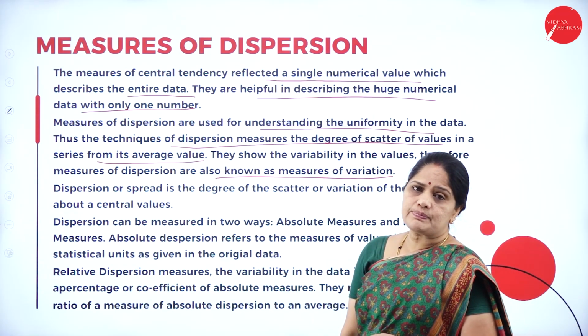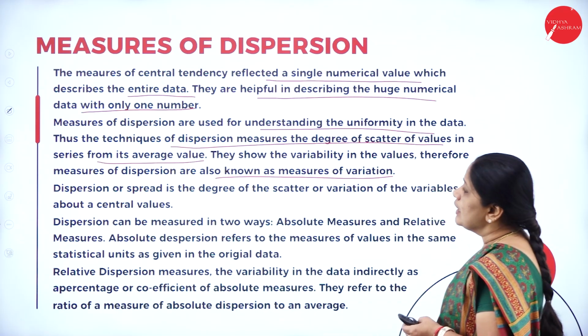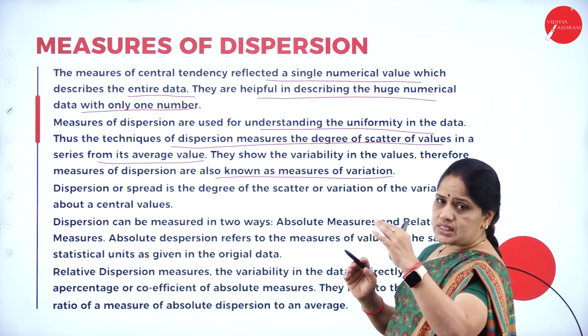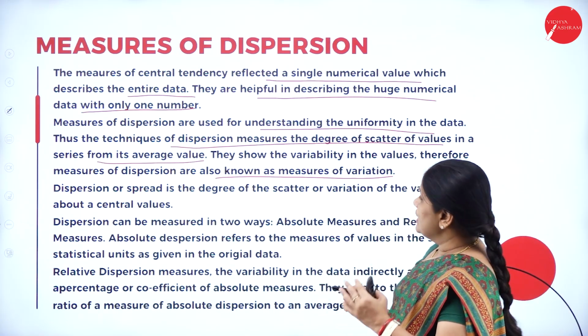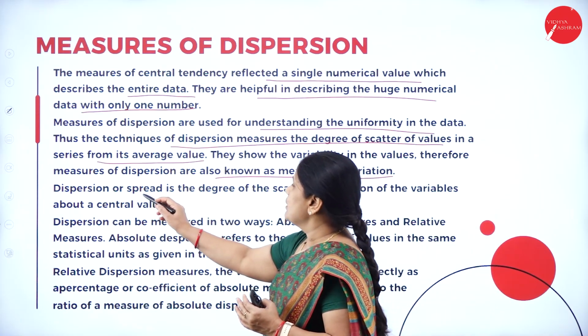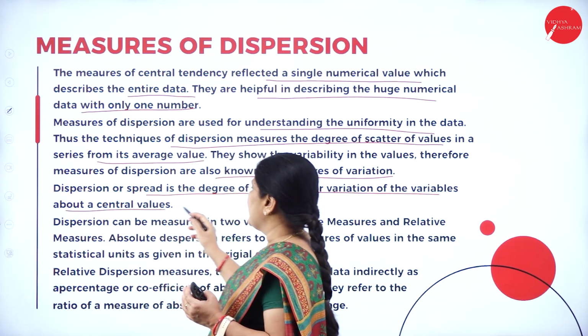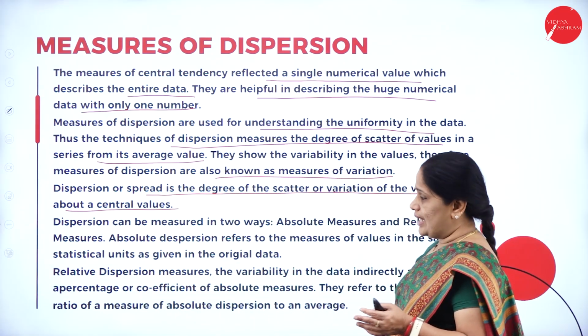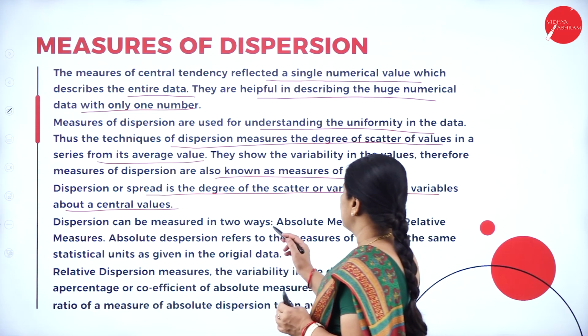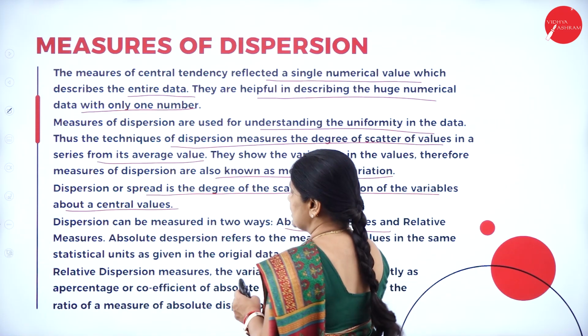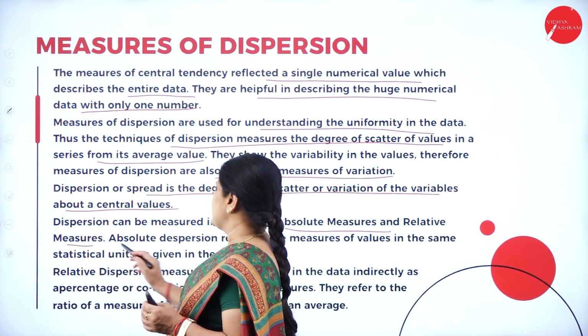So, the measures of dispersion are also called variation because they measure the distance from the value to the average value. So, the dispersion or the spread is the degree of the scatter or variation of the values about the central values. The dispersions can be measured in two ways: the absolute measure and the relative measure.